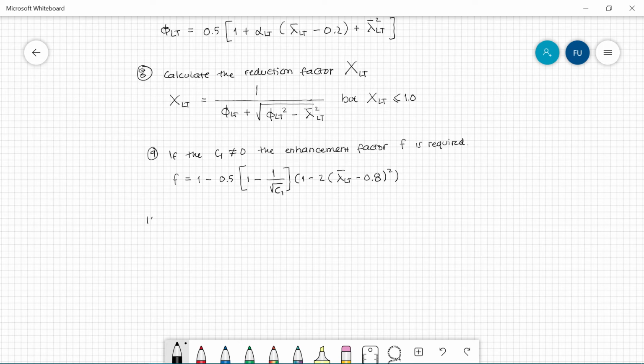Then step number 10, calculate the modified reduction factor, chi LT modified. The modified reduction factor is equal to chi LT over f, and should not exceed 1.0, less than or equal to 1.0.